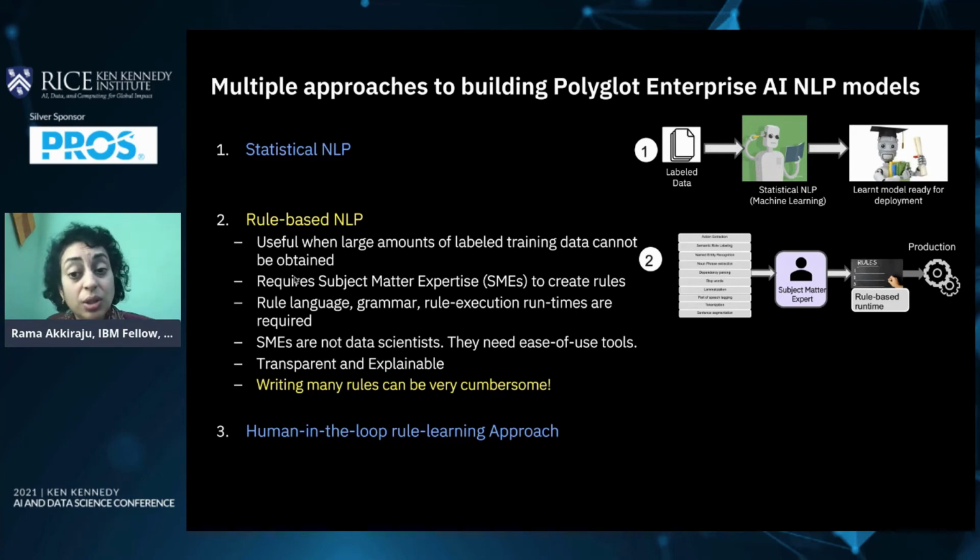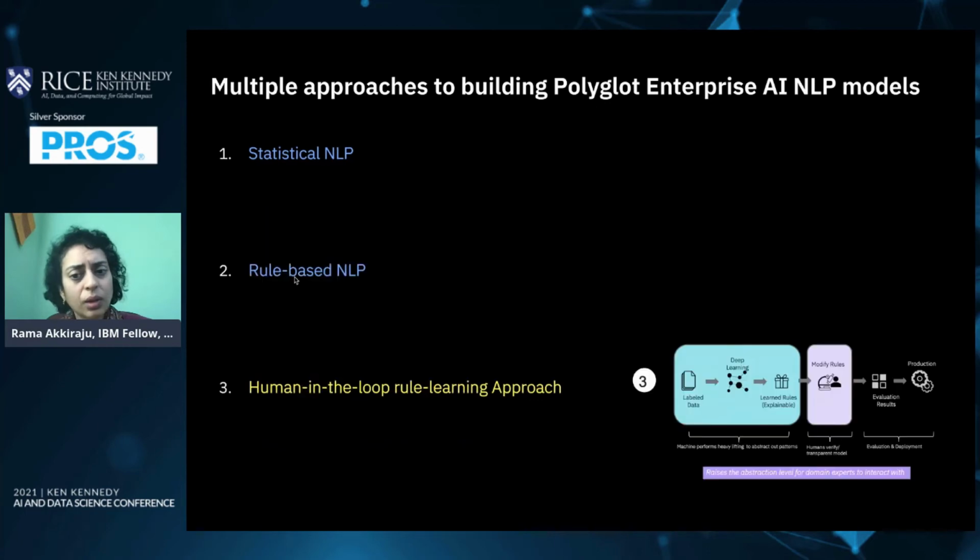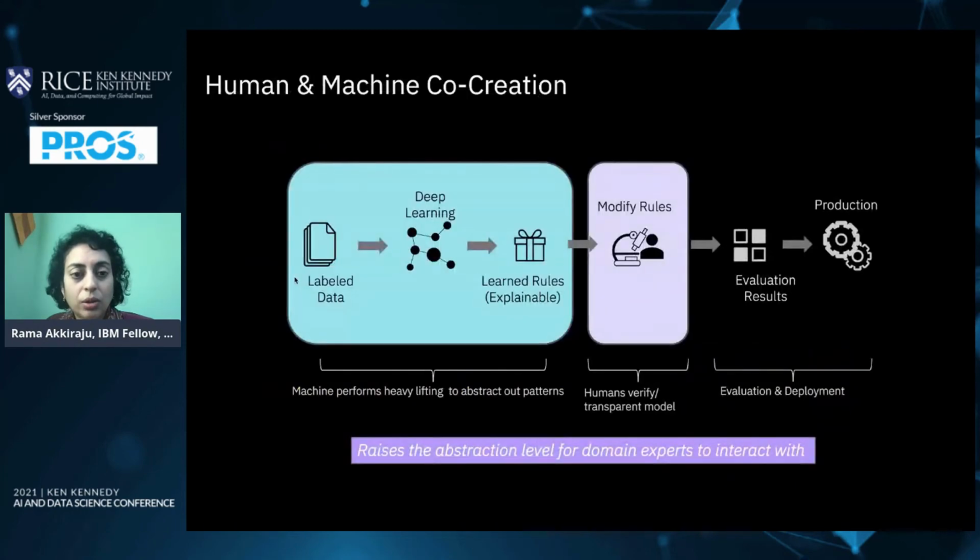But the good thing is they tend to be very transparent and explainable. But writing many rules can be cumbersome. So there are pros and cons to both statistical NLP and rule-based NLP. So why don't we take a hybrid approach to both? It is an idea where you basically take examples, ask users to annotate on a small set, learn rules from it, and expose those rules to the users, and ask them to correct those rules if the system got it wrong.